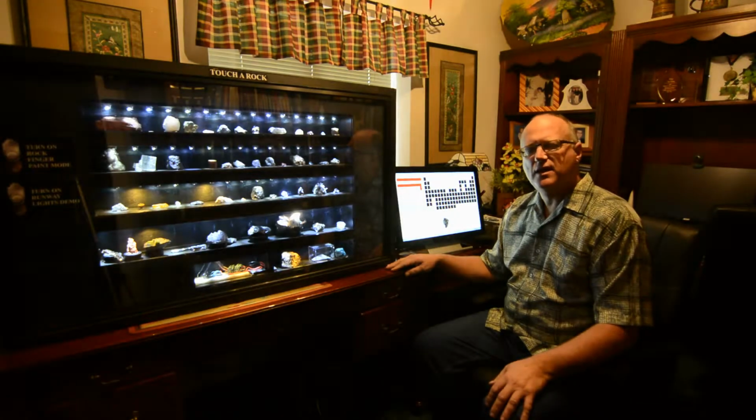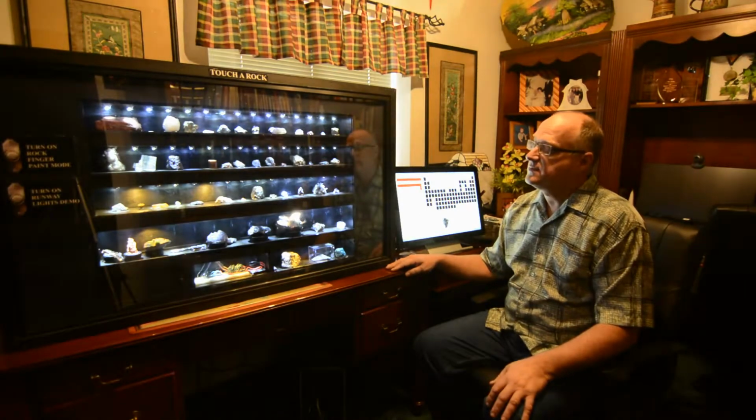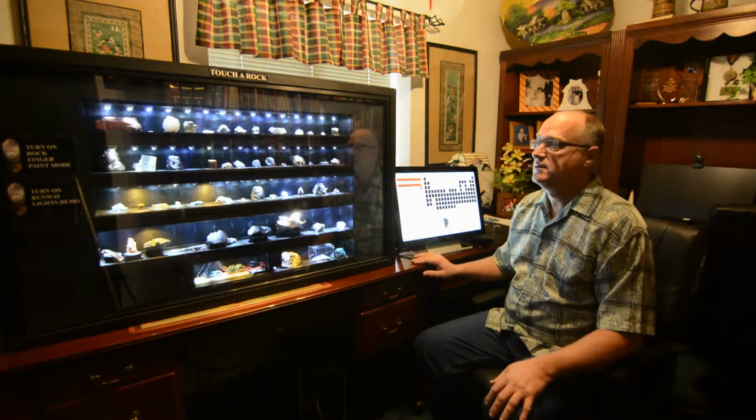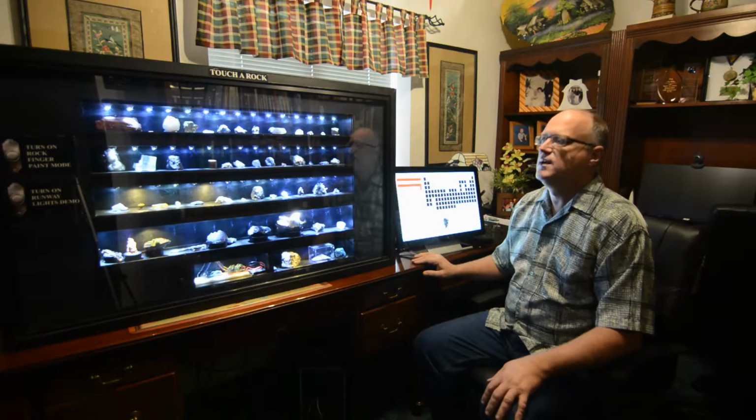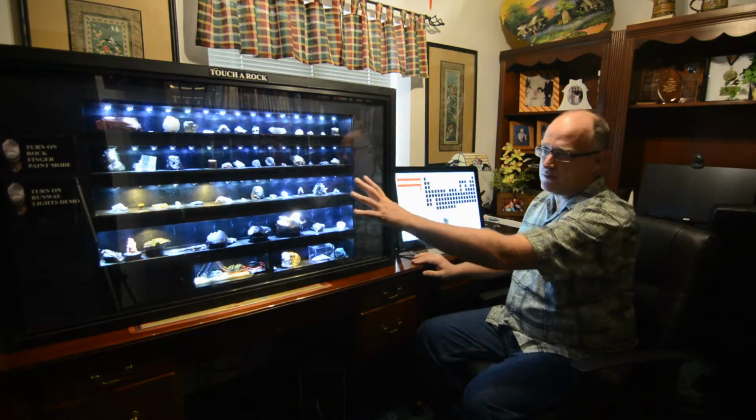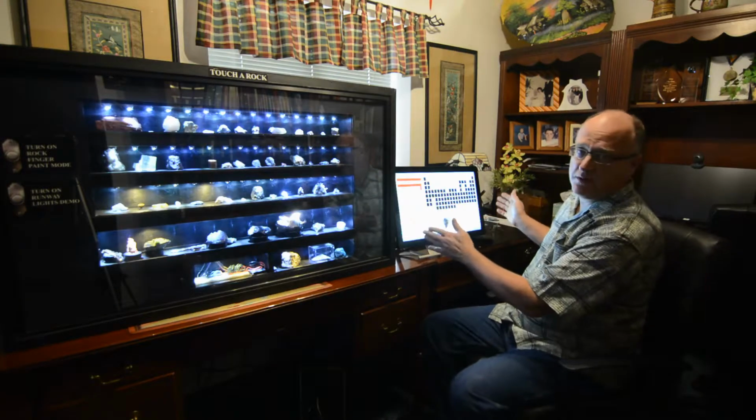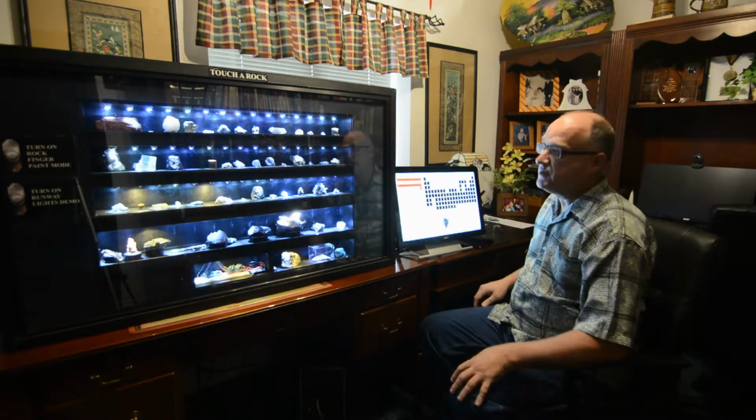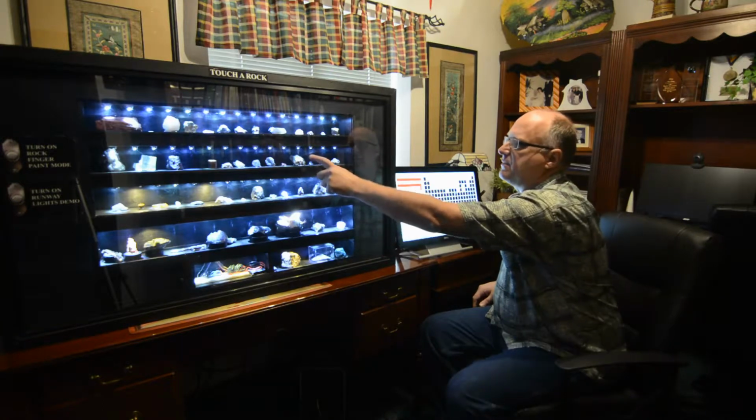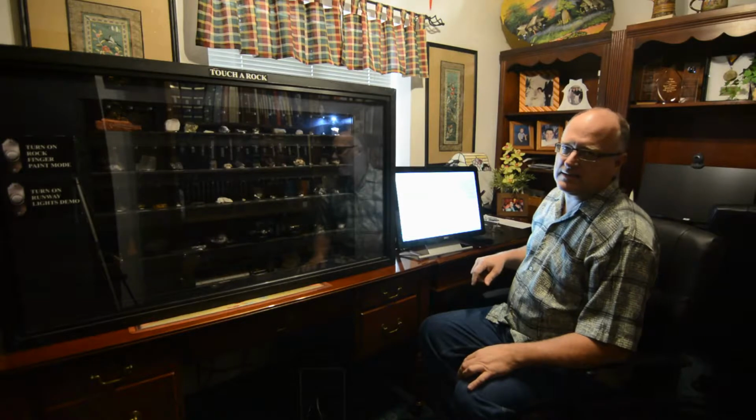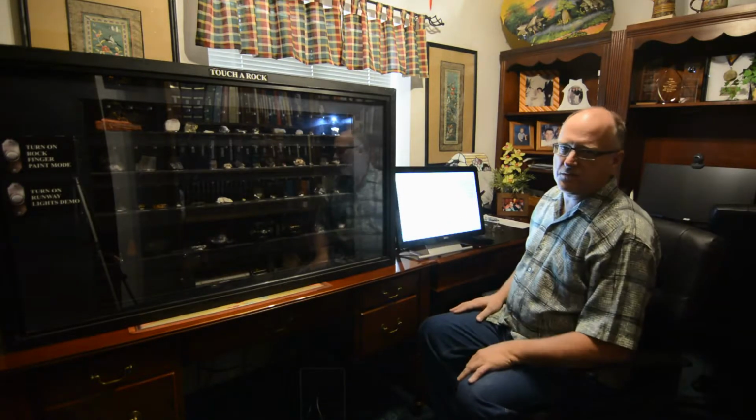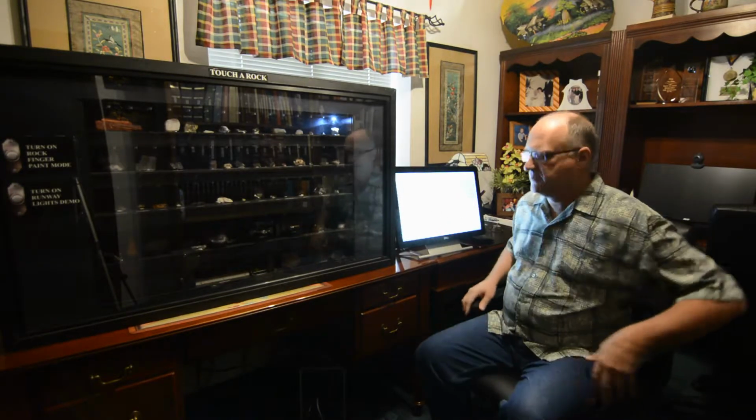Hi, my name's Neil Eckengren, and this is my science fair project. It's called MEOWSER, Mineral Element Browser. I have a cabinet full of rocks and minerals, and I also have a computer monitor. They're both touchscreen. You can touch here, things happen. You can touch over here, and things happen. So let me take you through the whole thing and show you what it does.